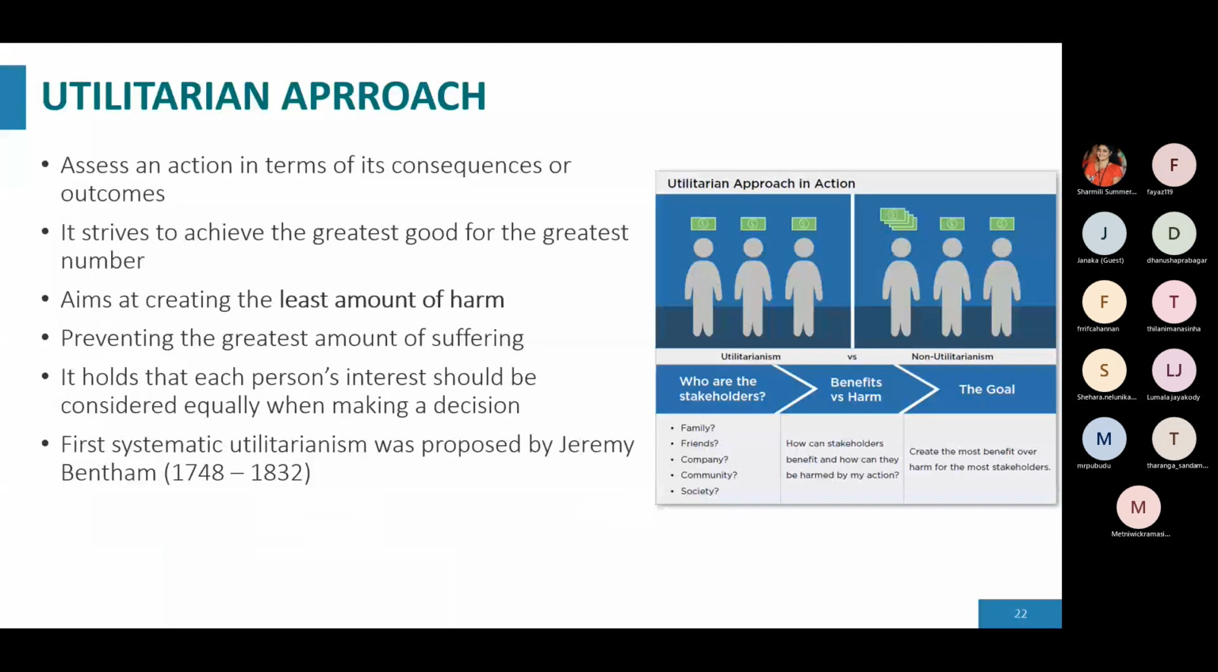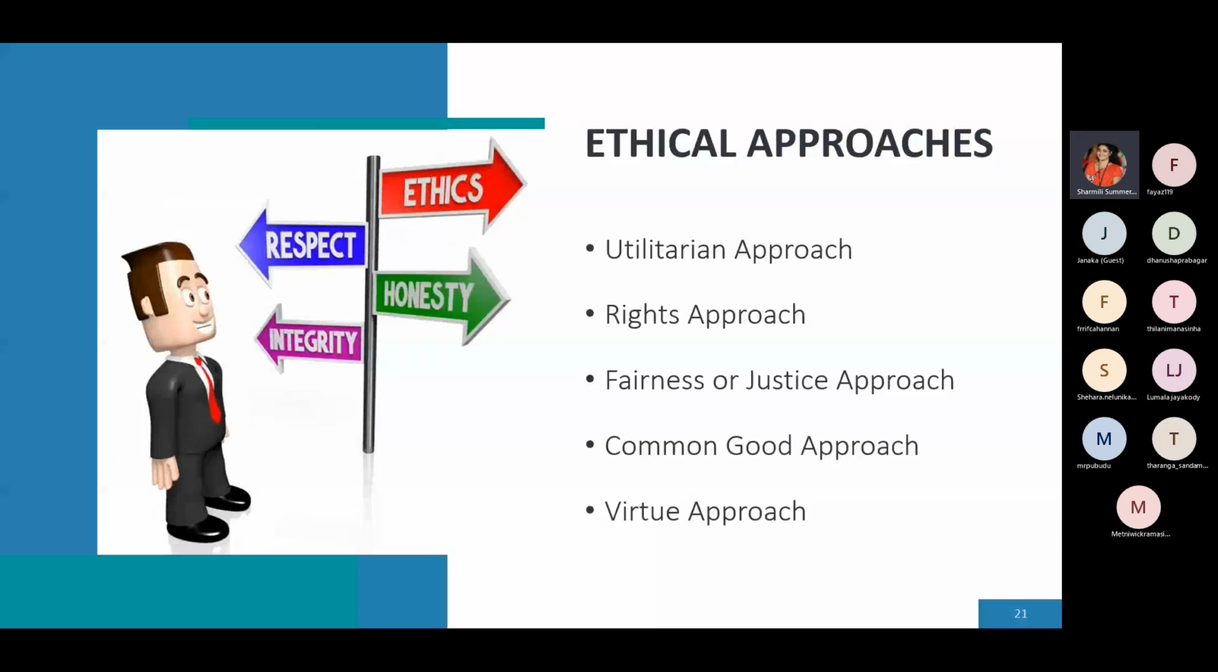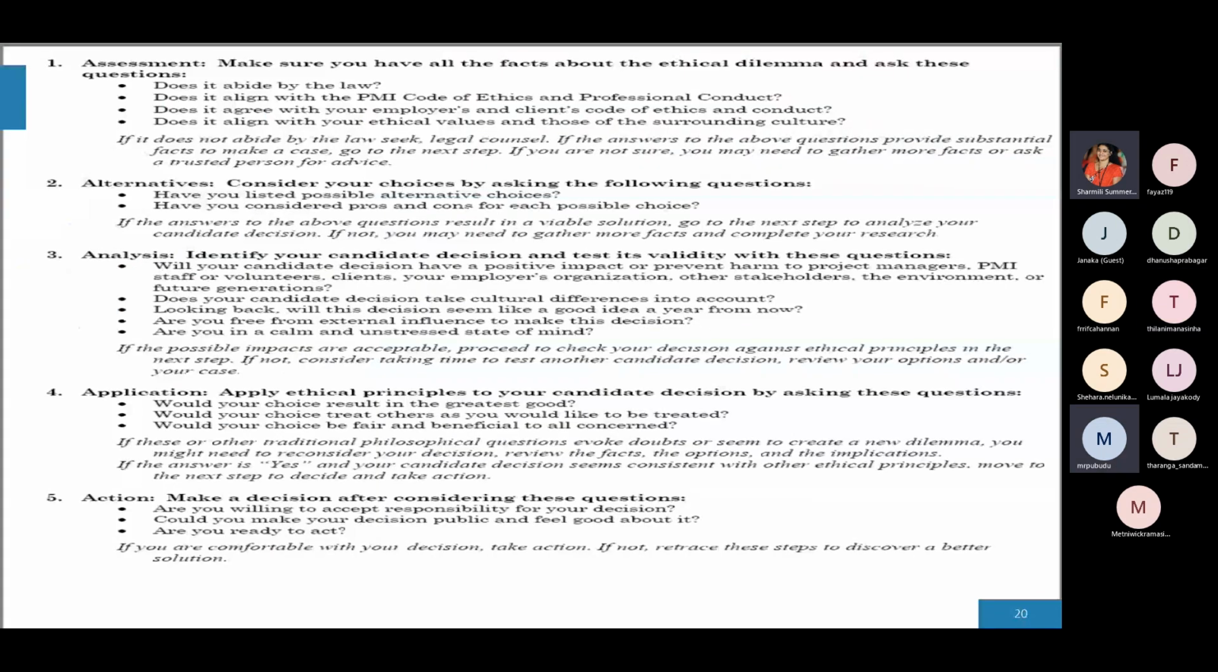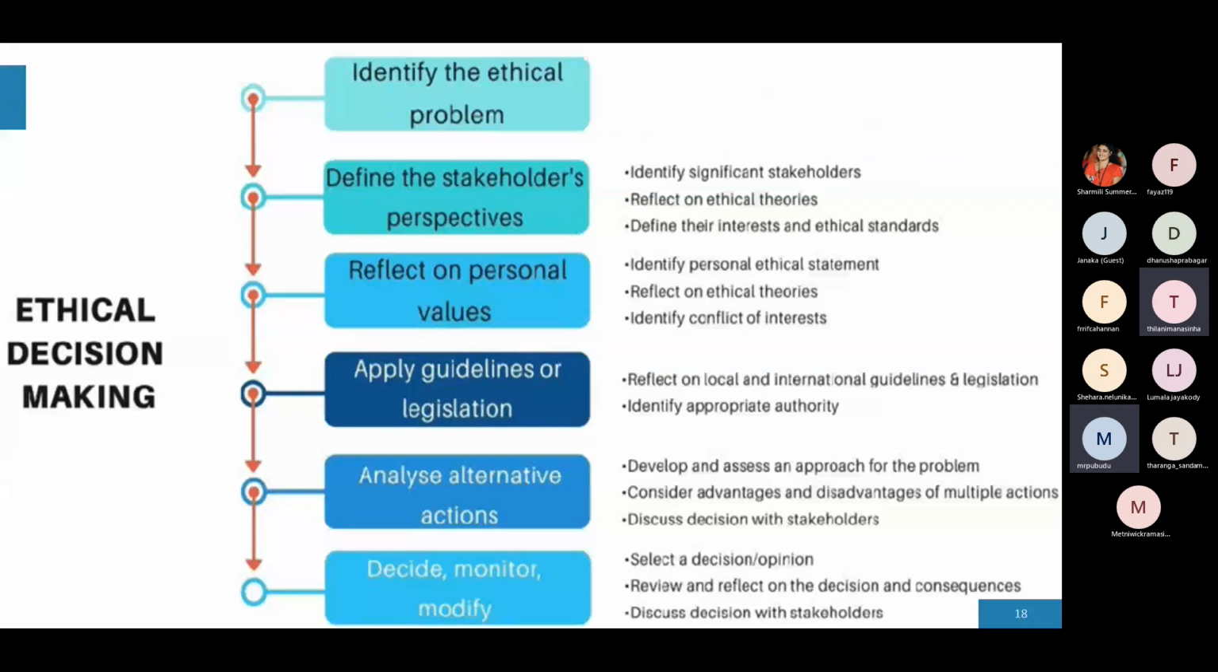Can you hear me clearly? Now are you okay? Yes, the voice is breaking. Now is it okay or is there still a problem? Now it's okay. We couldn't hear the previous explanation, the previous slides. Which slide are you not clear about? This one, ethical decision making.